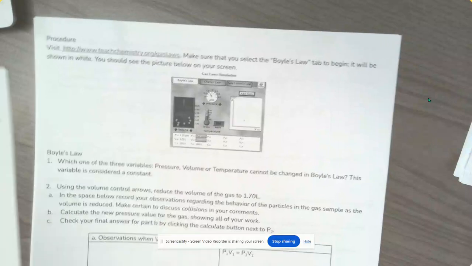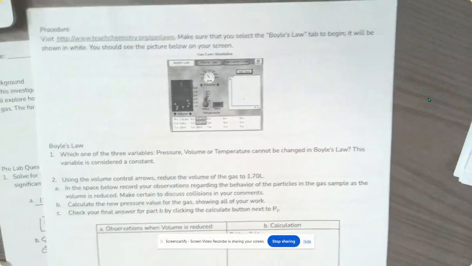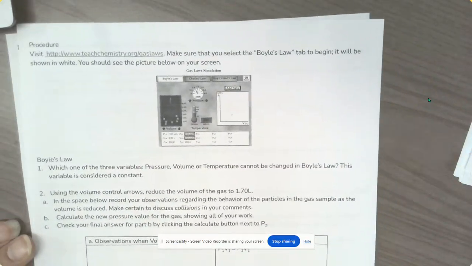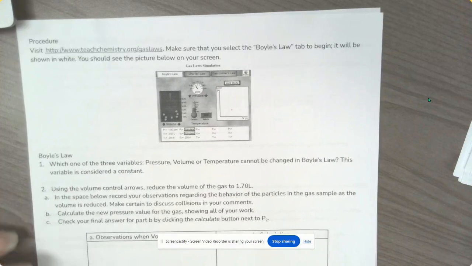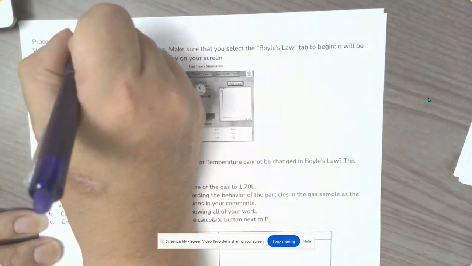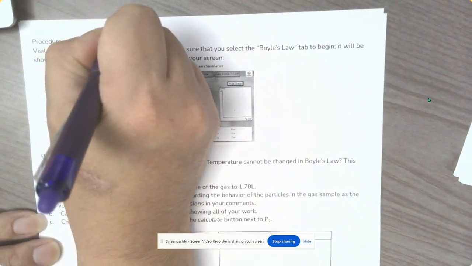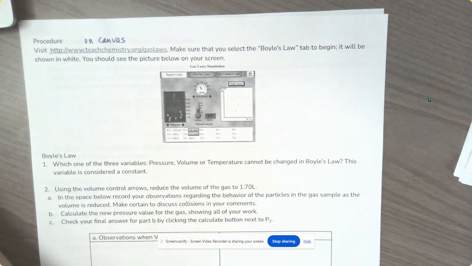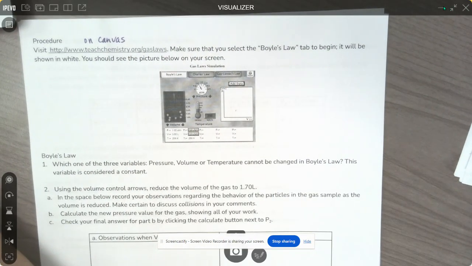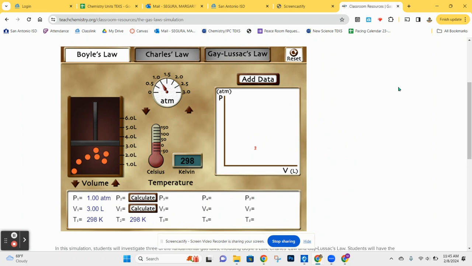So the next page is having you visit this website. The website is going to be on Canvas. Okay. So if you click on this website, it will be on Canvas and it's going to take you to here. Okay. So you see some options here. You see Boyle's Law, you see Charles' Law, and you see Gay-Lussac's Law. I'm going to refresh it because these particles should be moving.